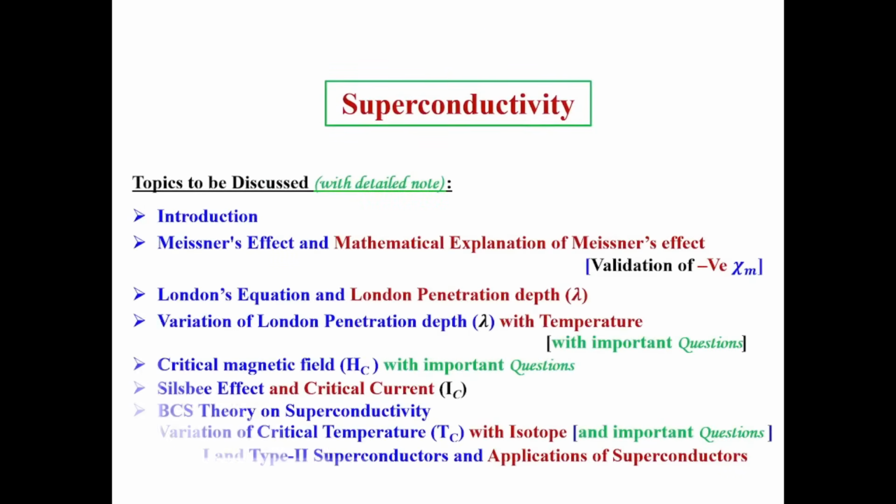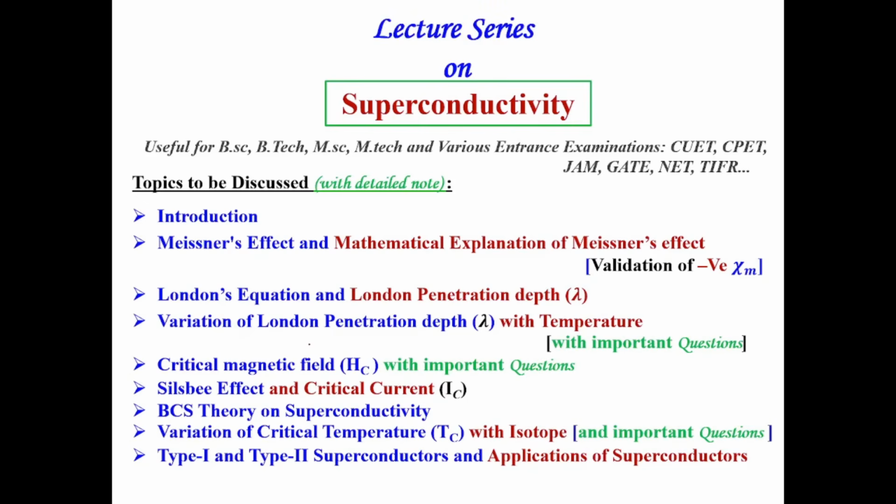In this lecture series, we are going to discuss these topics. These topics are very much essential for B.Sc, B.Tech, M.Sc, M.Tech and various entrance examinations. In our last two classes, we have already discussed in detail the introduction to superconductivity, Meissner's effect, and the mathematical explanation of Meissner's effect, or the so-called validation of negative magnetic susceptibility. In this class, we are going to discuss London's equation and London penetration depth. Okay, so let us start.